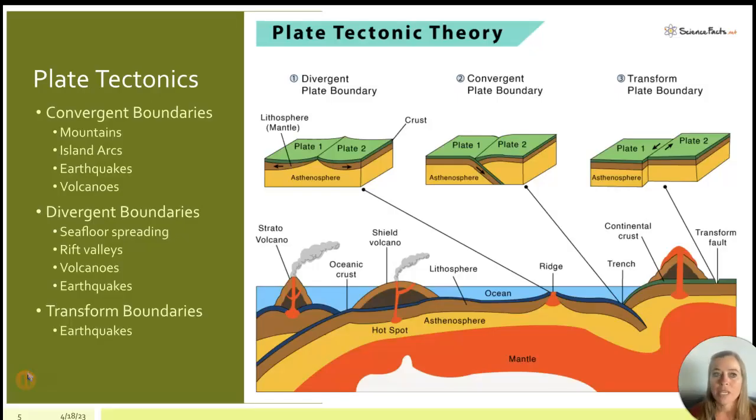You do need to know a few key components of the plate tectonic theory. Mainly, you need to know what happens at the different types of boundaries. So at convergent boundaries, where two plates are coming together, you're going to have one plate sliding underneath the other. You're going to find mountains, island arcs, earthquakes, and volcanoes there. At divergent boundaries, where two plates are separating, you're going to find seafloor spreading, rift valleys, volcanoes, and earthquakes. And then at transform boundaries, where they're just sliding past each other, like that one on the far right, you're just going to have earthquakes. Usually those are not associated with volcanoes.